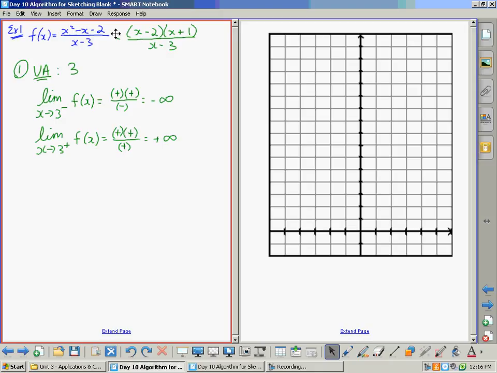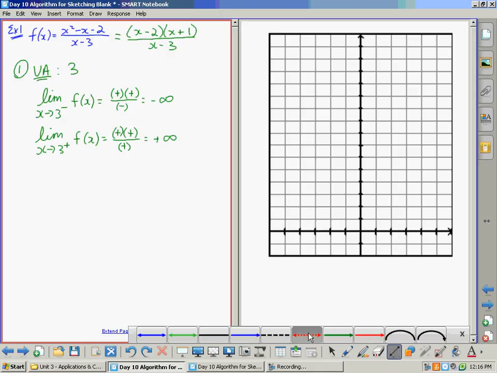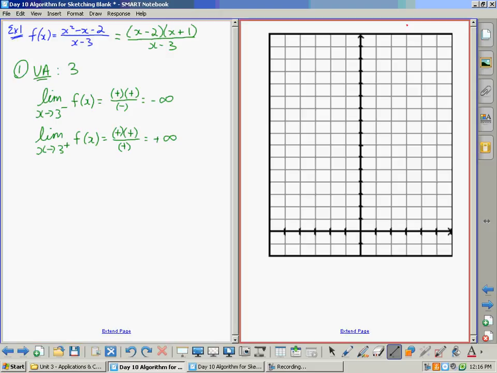So now we can go over and add this information to our graph. So we know we're going to have a vertical asymptote at 3. And according to our limits tests, we see from the left that it's going to go down to negative infinity. And from the right, it's going to go up to positive infinity.